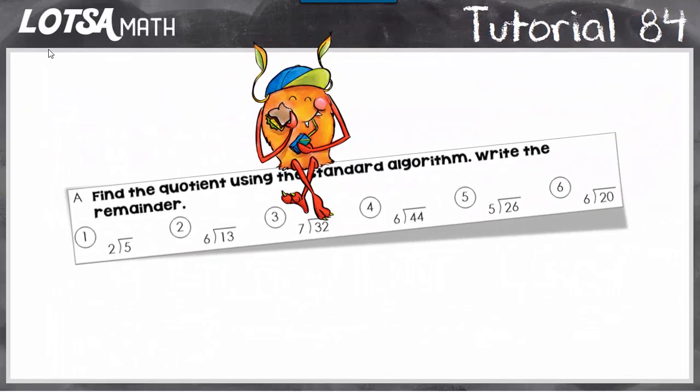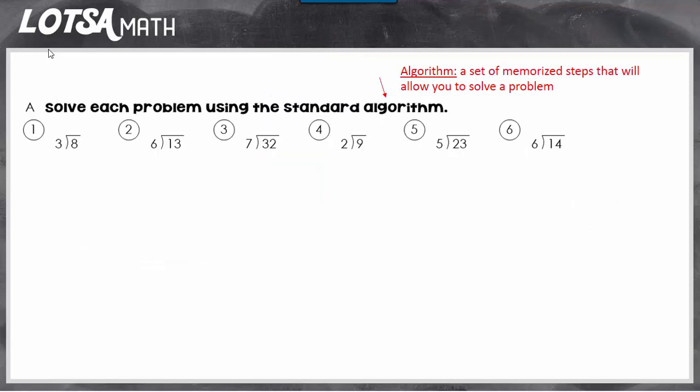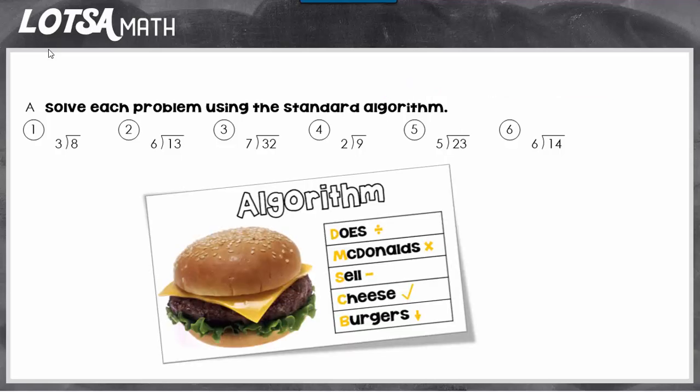For these problems, we're going to find the quotient using the standard algorithm, and then we're going to write the remainder. Remember, an algorithm is just a set of memorized steps that will allow you to solve a problem. For division, we call it the long division algorithm. And the long division algorithm is made up of 6 different steps.